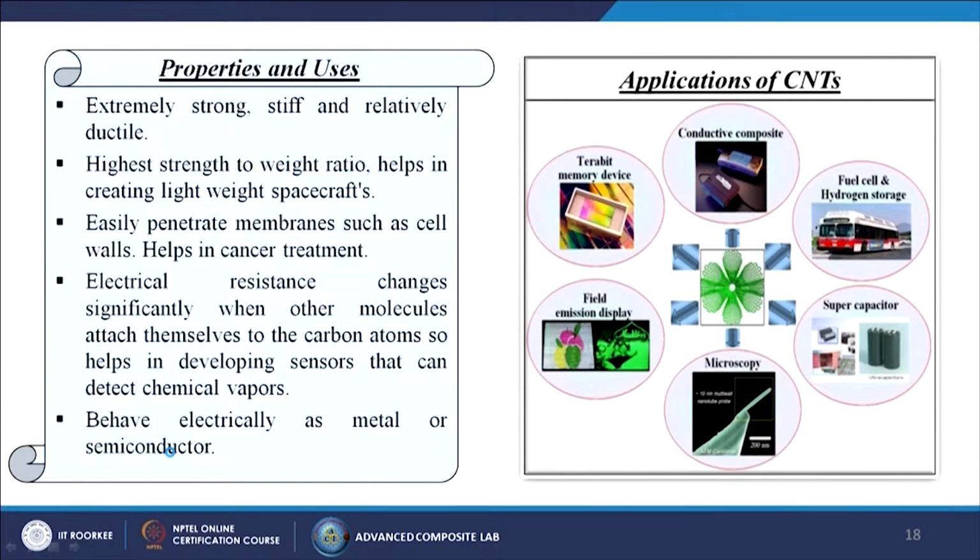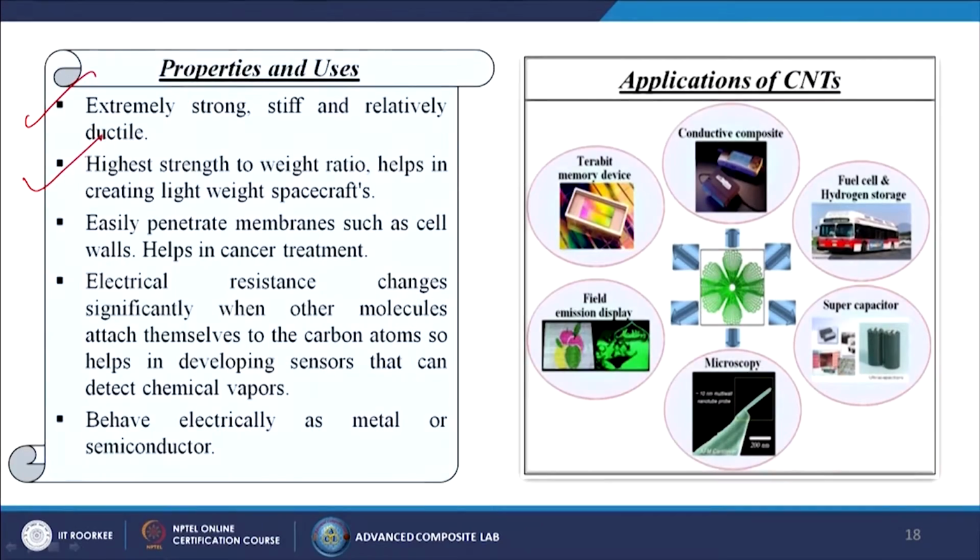Now, what are the properties and uses? Extremely strong, stiff and relatively ductile materials. High strength to weight ratio helps in creating lightweight spacecraft. So, generally for aerospace applications or high temperature applications, space shuttles, we use these carbon nanotubes. They easily penetrate membranes such as cell walls, which helps in cancer treatment. That is why nowadays we are using them for targeted drug delivery.